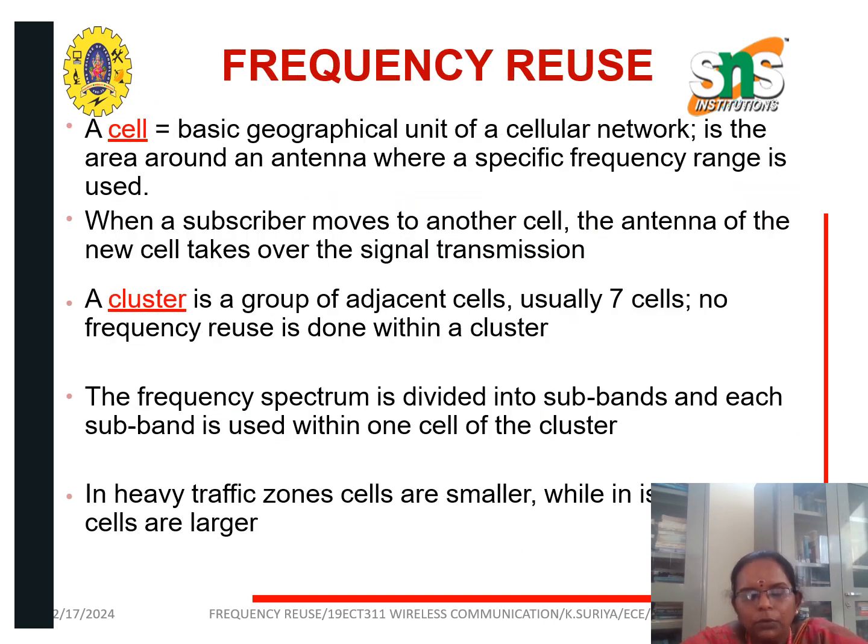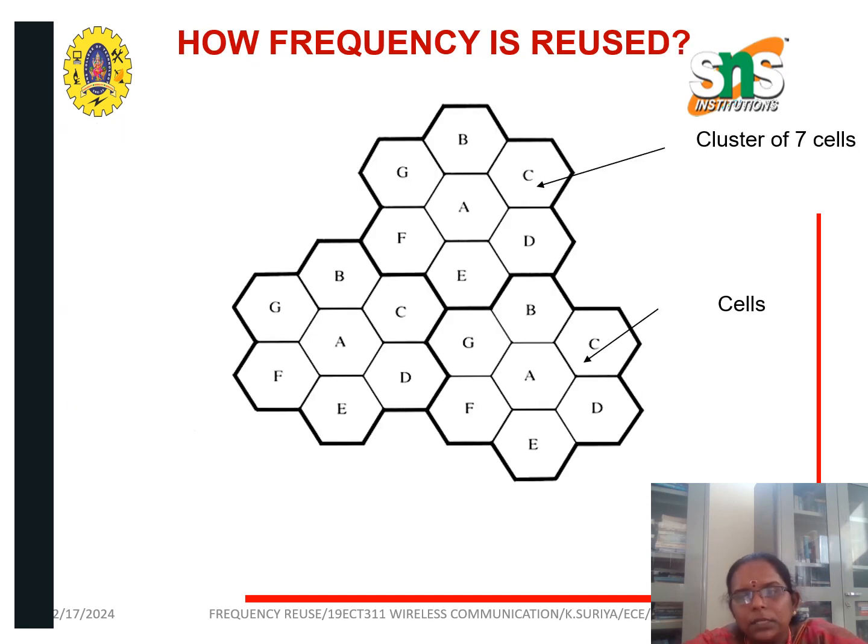So in frequency reuse, you know that a cell is nothing but a geographical unit of a cellular network, and it is the area around an antenna where a specific frequency range is used. So when a subscriber moves to another cell, the antenna of the new cell will take over, and the call will be disconnected from the old cell. The frequency spectrum is divided into subbands and each subband is used within one cell of the cluster. In heavy traffic zones, cells are smaller, while in less traffic zones, cells are larger. So this is how the frequency is reused.